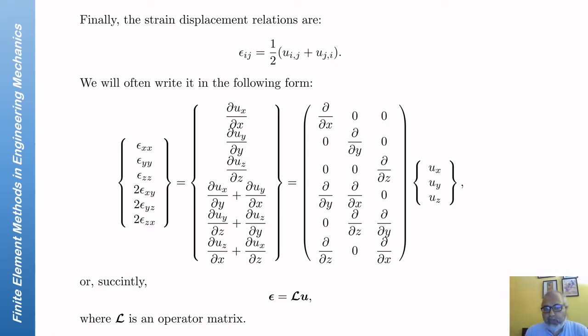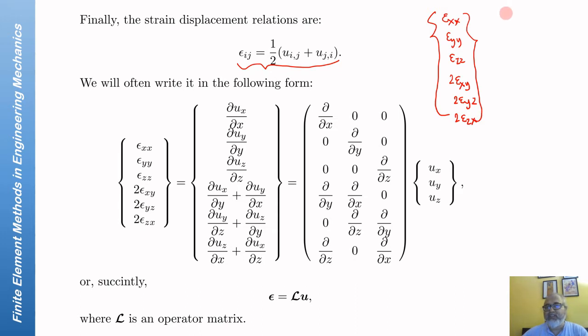So when we write things in the Voigt notation, we also have to rearrange the strain displacement relations so as to be compatible with this notation. So this is my tensorial equation. We know this. And now I have ordered the strains in this way. So epsilon 1 is epsilon xx, 2 is yy, 3 is zz, 4 is 2 epsilon xy, then 2 epsilon yz, 2 epsilon zx. This is my ordering.